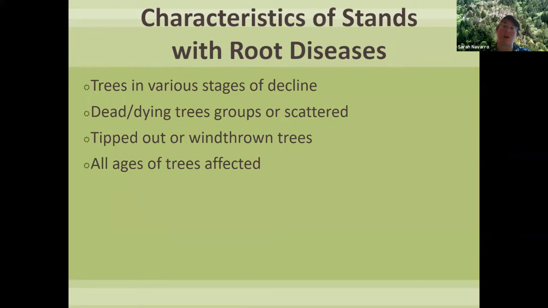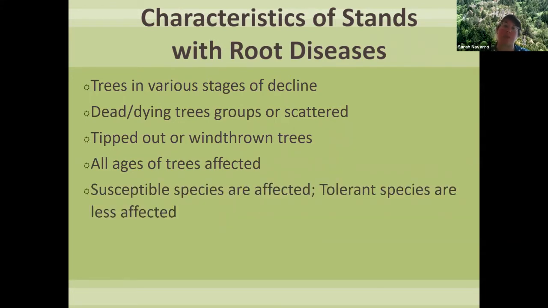Sometimes, in some of these cases, all ages of trees are affected, not just seedlings or saplings. And then again, in a lot of these cases, we have tree species that are more susceptible than others. And so we'll see the susceptible tree species like Douglas fir affected, and then tolerant species like western red cedar or pine less affected.